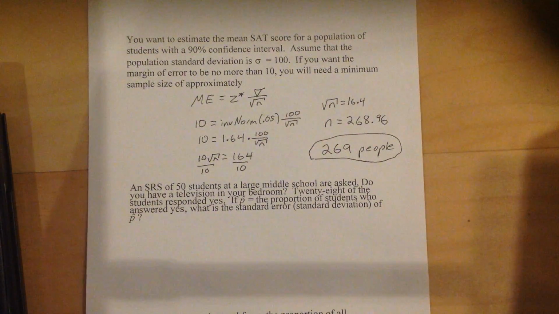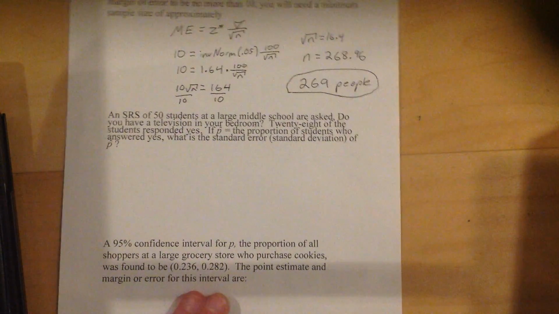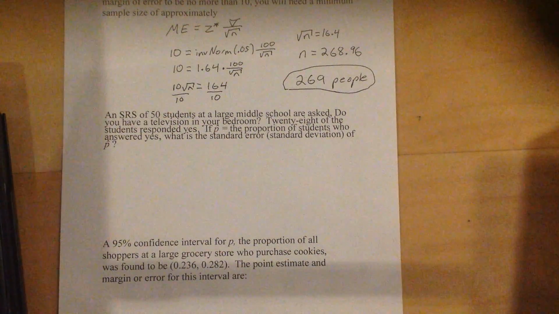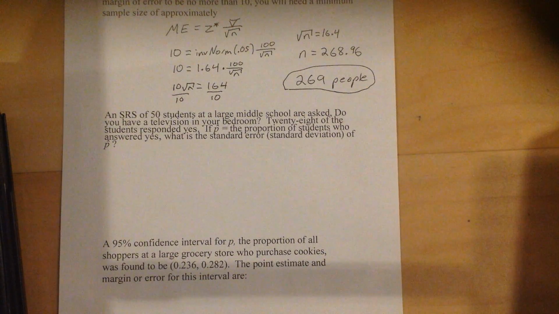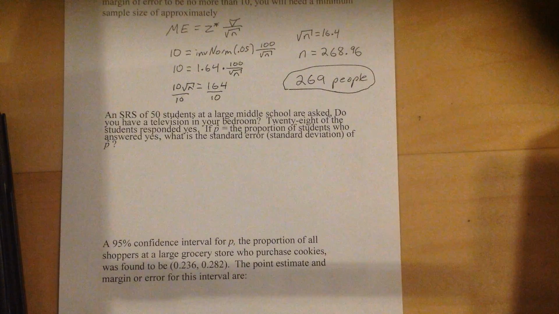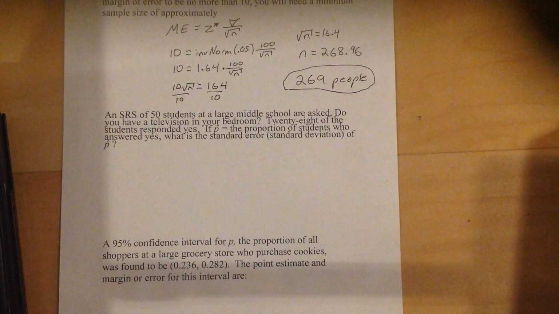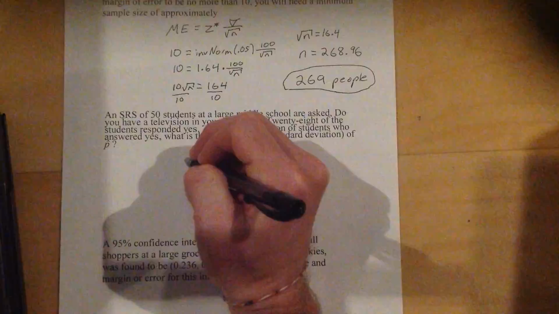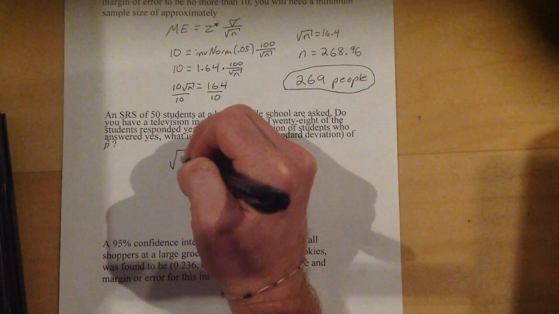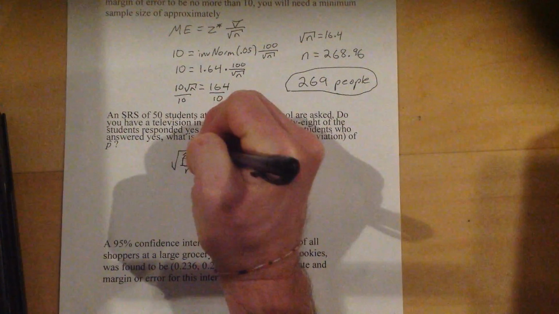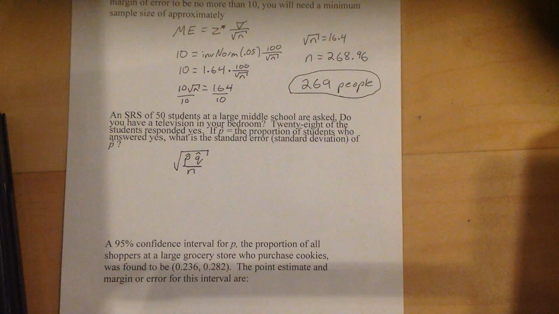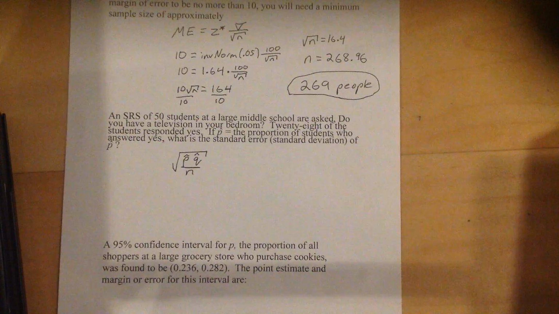All right. Next one. An SRS of 50 students at a large middle school are asked, do you have a television in your bedroom? 28 of the students responded yes. If p hat is the proportion of students who answered yes, what is the standard error, standard deviation of p hat? So this is just a question making sure that you know your formula. And again, that's just the square root of p q over n. And in this one, it would technically be p hat and q hat. All right, and then it's just plugging those in there.